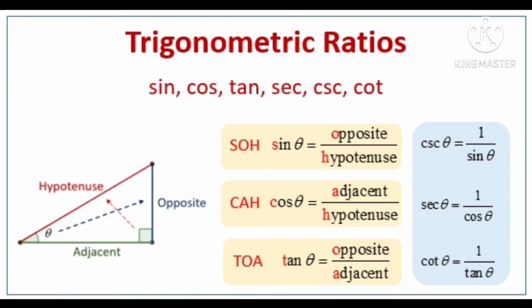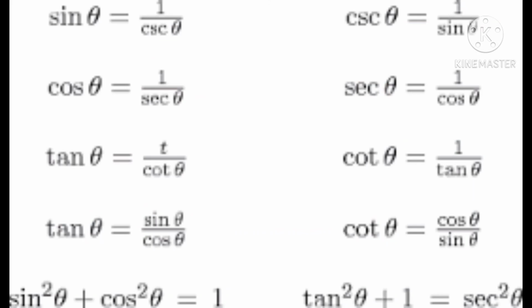Cosecant theta is hypotenuse by opposite side and secant theta is hypotenuse by adjacent side. Cot theta is adjacent side by opposite side. Important results: tan theta is sin theta by cos theta and cosecant theta is 1 by sin theta. Secant theta is 1 by cos theta. Cot theta is cos theta by sin theta.